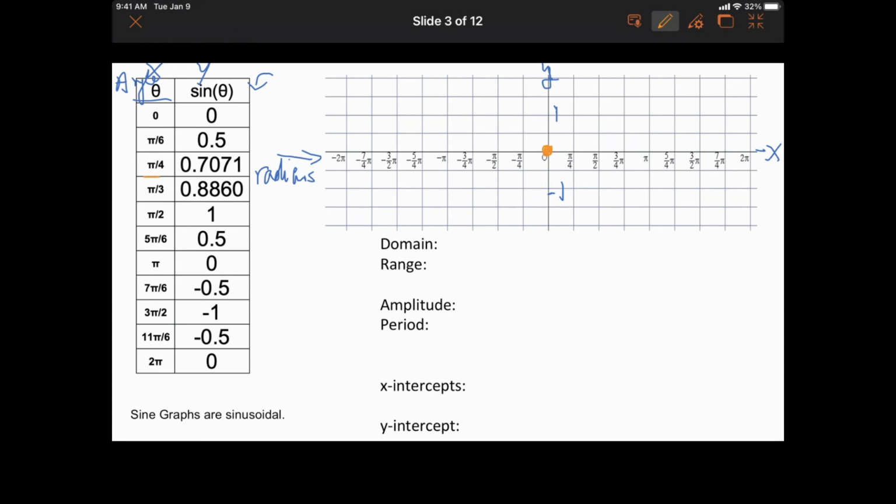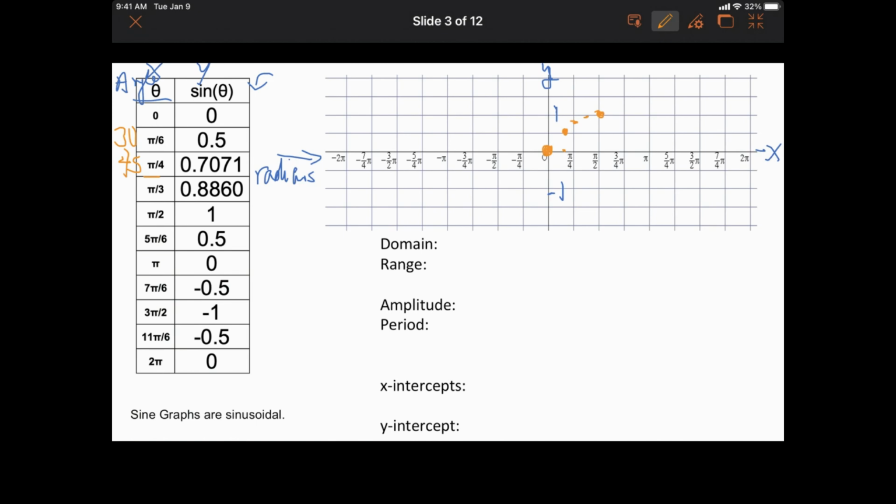So that means it's right about here, right? Because pi over 6 is 30 degrees. And this is 45. Okay, and it's half. So half would be about here. Okay. And then pi over 4 is 0.7, so that's about 3/4 of the way. 60 degrees would be about here, and that's going to be a little bit higher. And then at pi over 2 or 90, it's going to be 1.